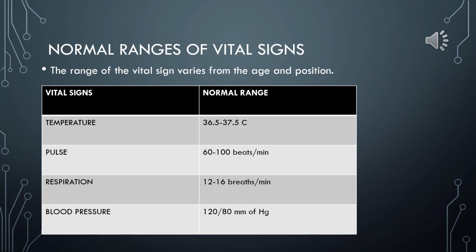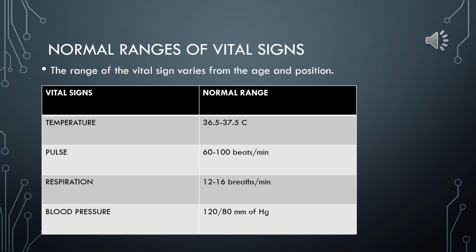Now we are going to talk about the normal ranges of the vital signs. The range of the vital signs varies with age and position of the person. The normal range of vital signs temperature is 36.5 to 37.5 degrees Celsius. The normal pulse rate is 60 to 100 beats per minute.